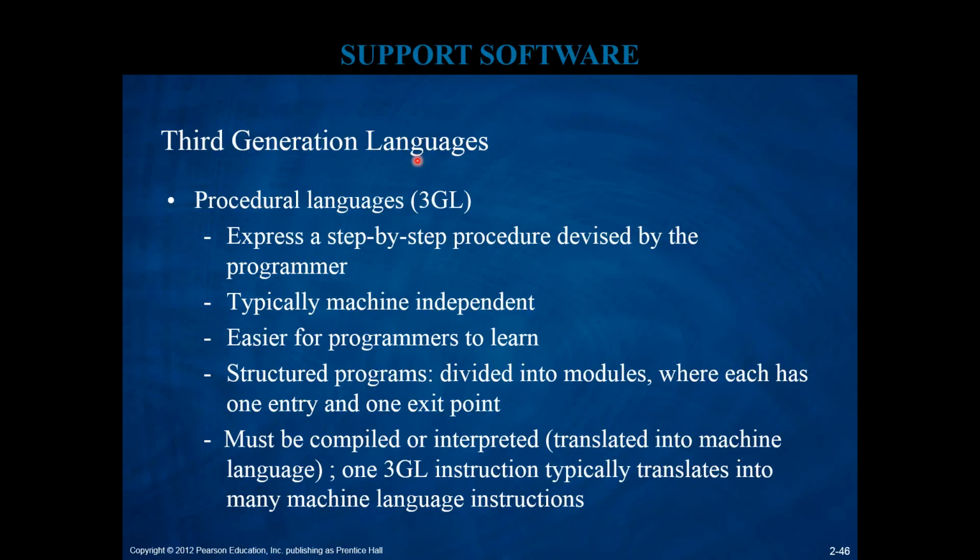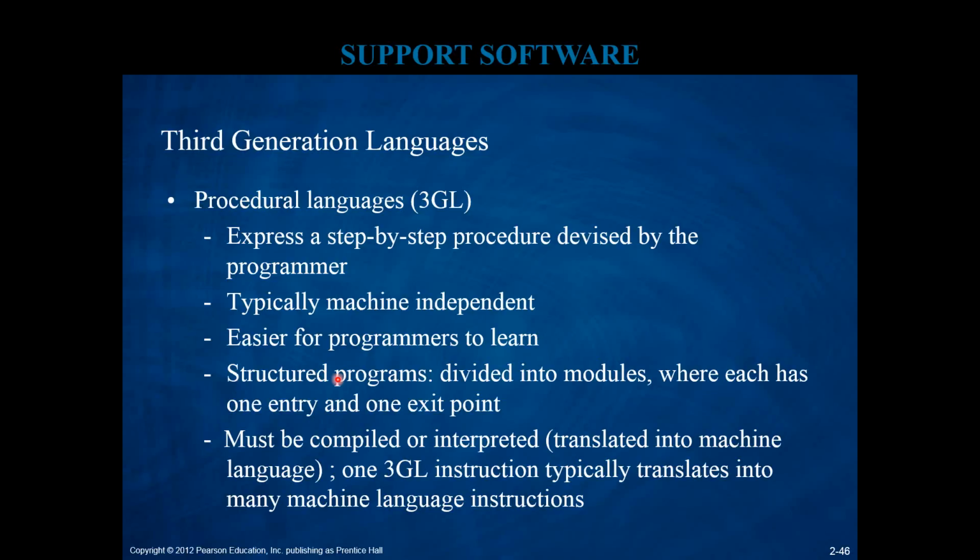Now, third-generation languages are two or three steps closer to humans. They use language that is fairly close to human language to express step-by-step procedures, instructions for computers. Typically, they are machine independent. Code written in a third-generation language can be compiled or translated for different platforms, different machines. And because it's closer to human language, it's a bit easier for programmers to learn and work with.